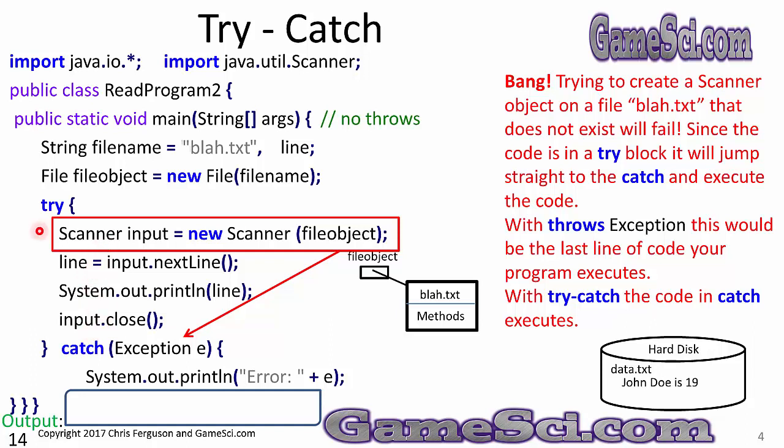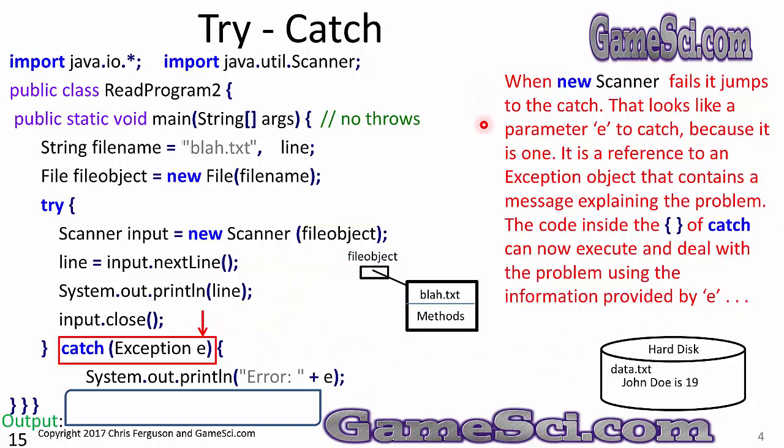When the try fails, it goes straight to the catch. Do not pass go, do not collect $200. Jump from this line that failed to the catch and execute the catch. With throws exception, this would have been the last line of code your program executes. Nothing after this line would have executed if we had a throws exception up here. But with try catch, the code in the catch will execute, and our program in the catch can decide what to do. When the new scanner fails, it jumps to the catch.